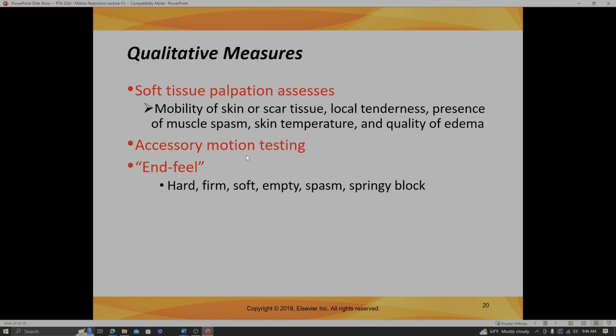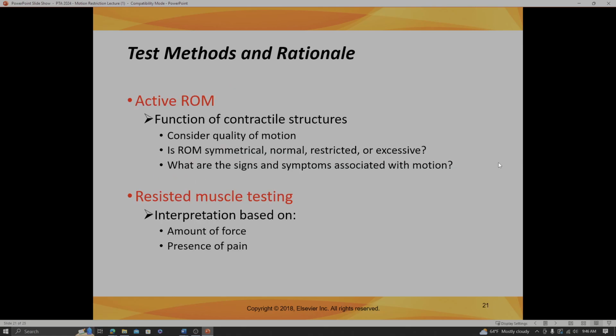Also accessory motion testing. What does the roll and slide feel like? Is it moving right? Is it clunky? What's up with that? And the end feel here: hard, firm, soft, empty, spasm, spot. We've talked about end feel before. We discussed that. So here's how you can consider testing active range of motion.